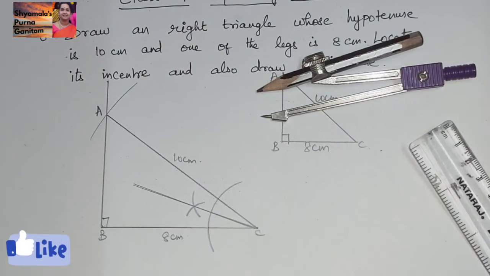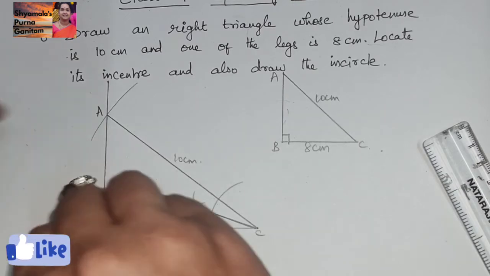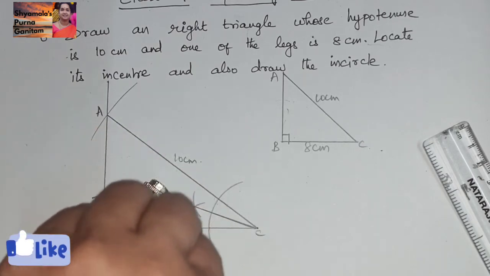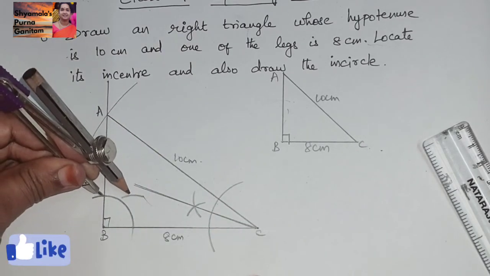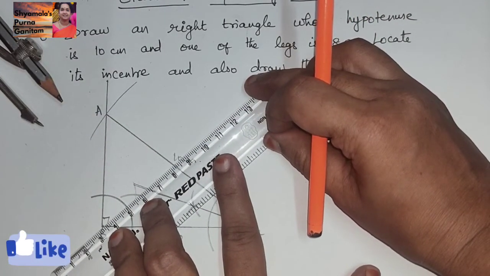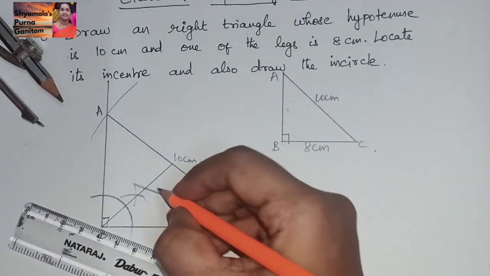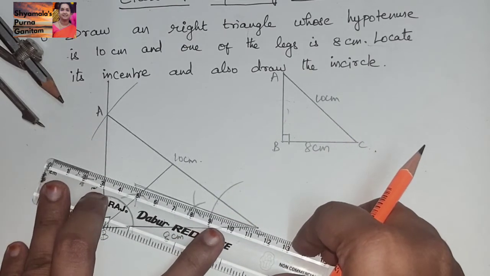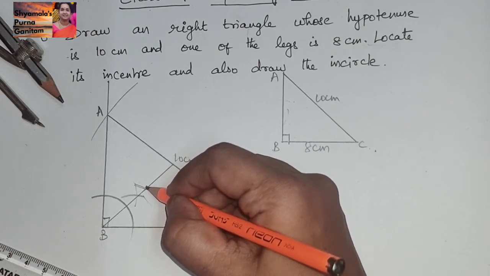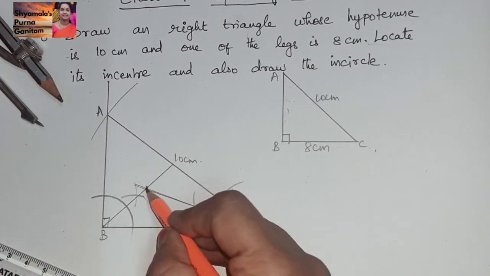Then for B, angle bisector. So this is the angle bisector for B. So this is the incenter for the given triangle.